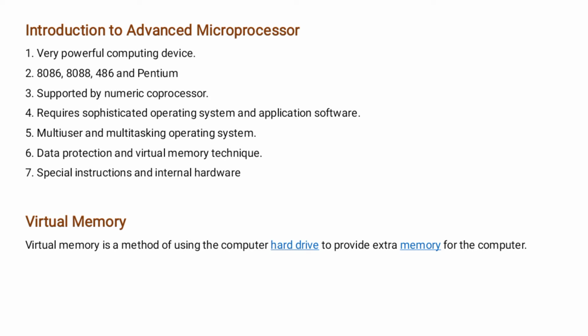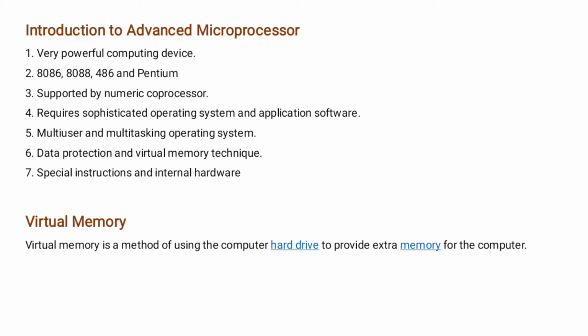Advanced microprocessors use data protection and virtual memory techniques. Advanced microprocessors include special instructions and internal hardware to write software without memory being available. Now this is the introduction about advanced microprocessors.